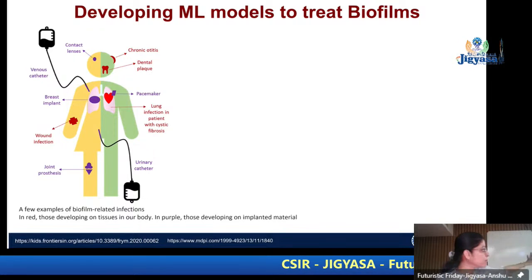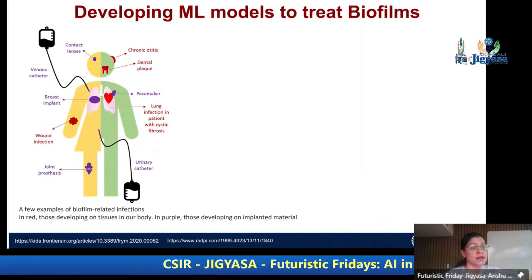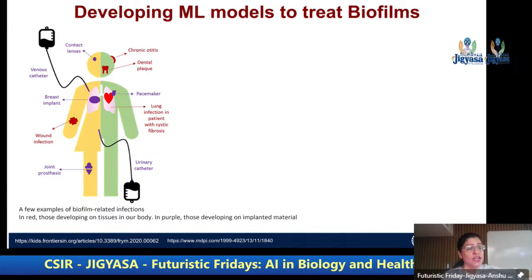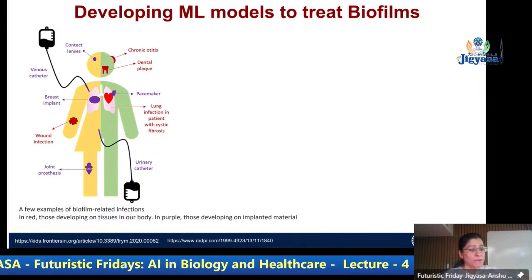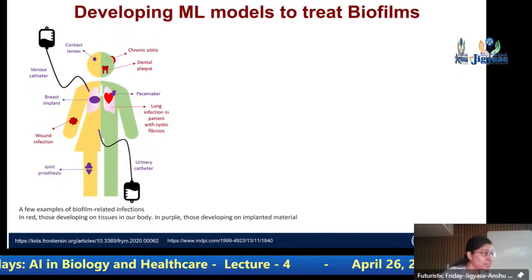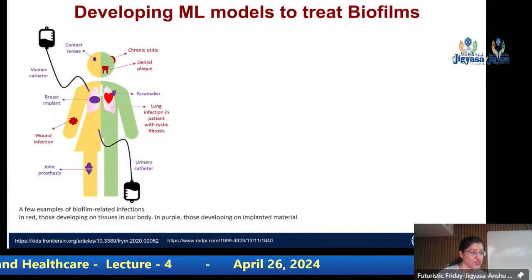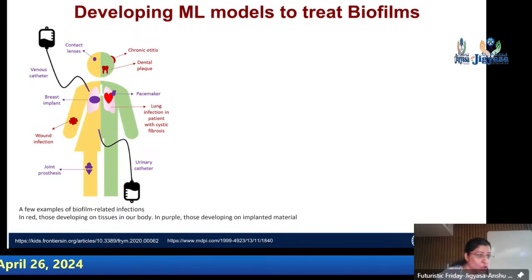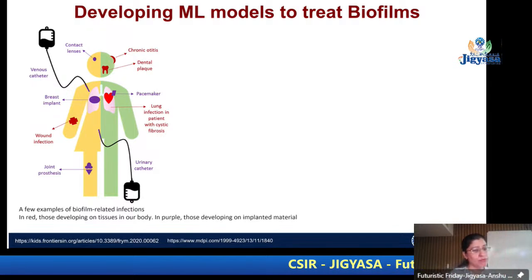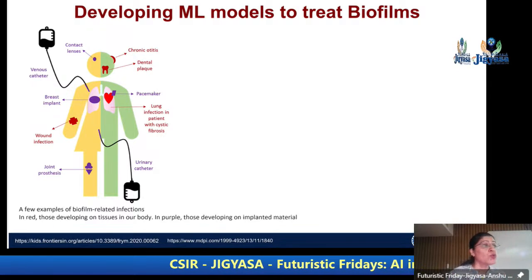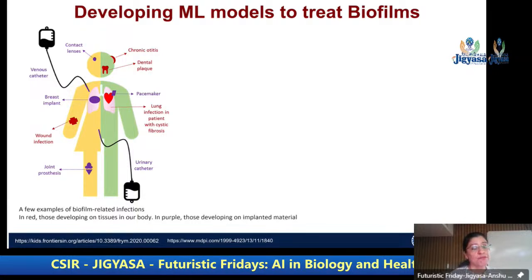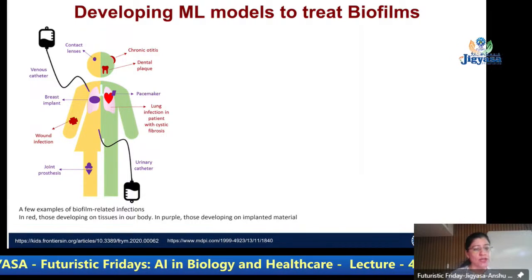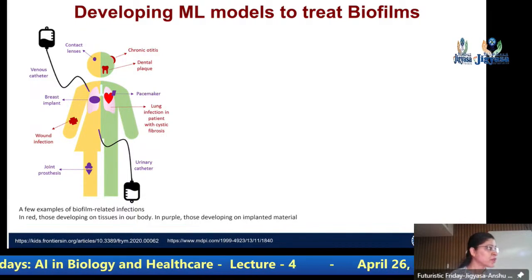They can pretty much be in all implantable devices, which are your catheters, whether venous or urinary. They can be in your joint prosthetics, like an artificial knee. If they are stuck to that and implanted in your body, the biofilm will continue to keep on growing and your knee is going to be a disaster. You can have biofilms in wound infection, in your pacemakers, and you can actually have lung infection.